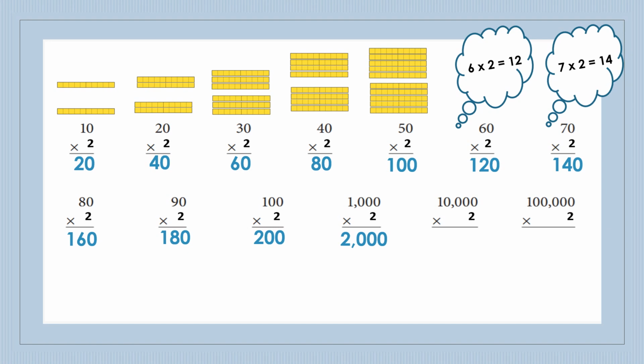Here we have 10,000 times 2. So two equal groups of 10,000. Well, if I have two groups of 10, that would give me 20. So if I have two equal groups of 10,000, I'm going to get 20,000. Our last problem, 100,000 times 2. If I have two equal groups of 100, I would have 200. So if I have two equal groups of 100,000, I would get an answer of 200,000.